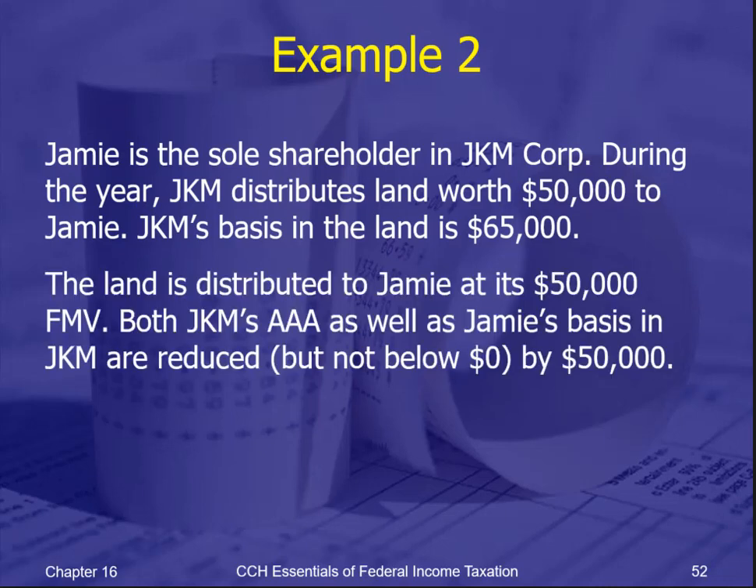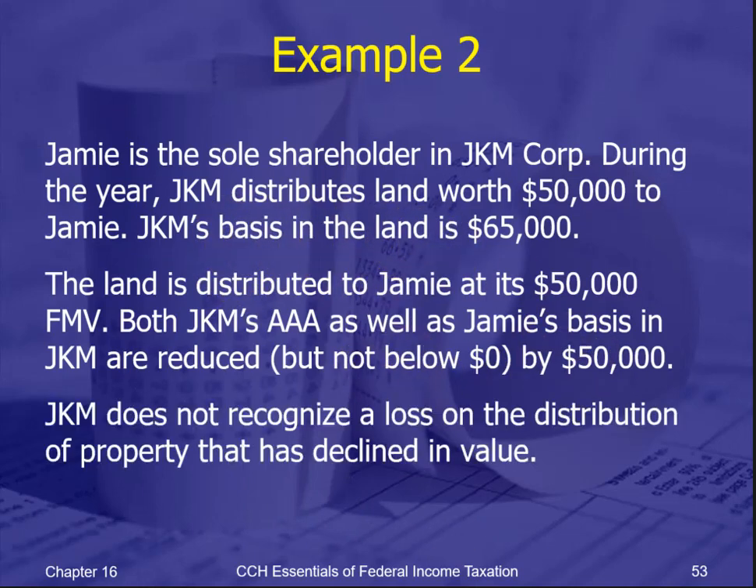Okay? In this case, the basis in land was 65, it's only worth 50. All right, so it's distributed at fair market value. All right, reduced both AAA and the basis by the 50,000, the fair market value. The basis in this case becomes irrelevant because there's no loss that can be distributed or recognized when there's a decline in value. So it goes one way: recognize the gain, but not the loss on distribution of property. Of course, if it's cash, you don't have to worry about that. If you're distributing cash, then obviously it doesn't go up or down in value like land might.